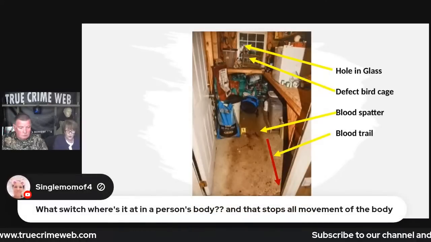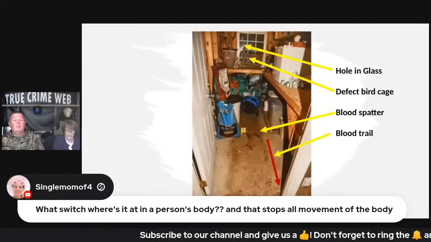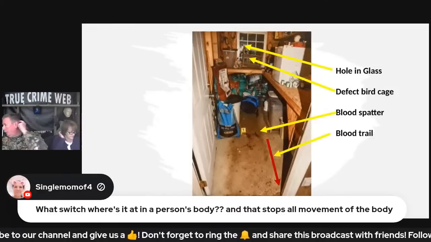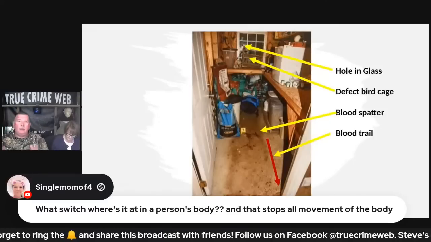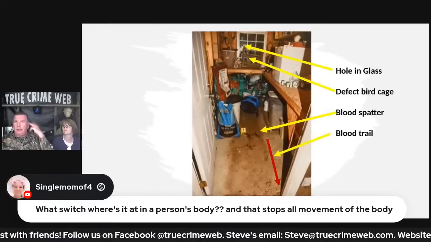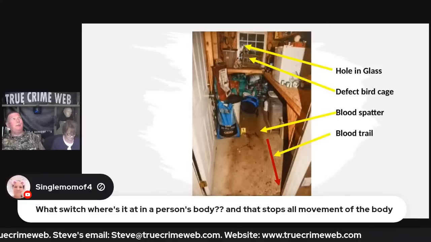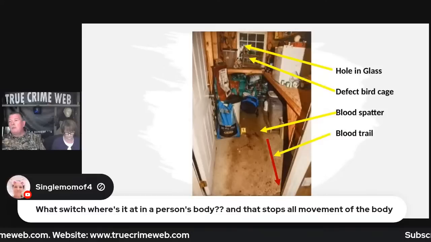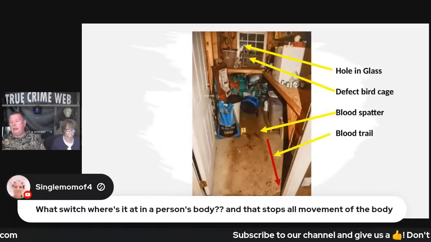And a question: what switch is there in a person's body that stops all movement of the body? Is that the brainstem? If you go in there, there's about a 2-inch band where the brainstem hits the brain. That's what we snipers call the switch. That's the way we were trained back in the 90s when I first started going through sniper schools. But if you disconnect the brainstem, it shuts down all body movements.